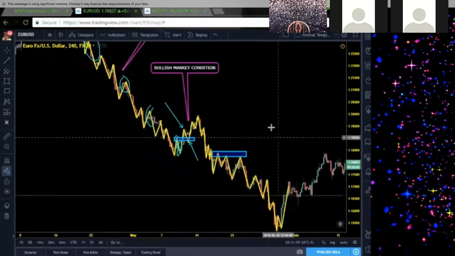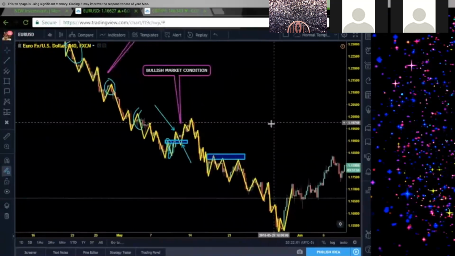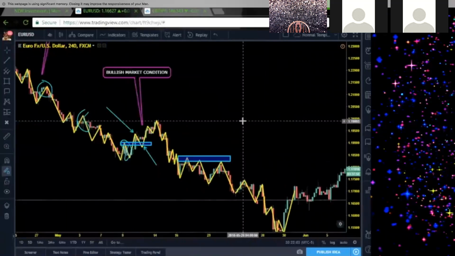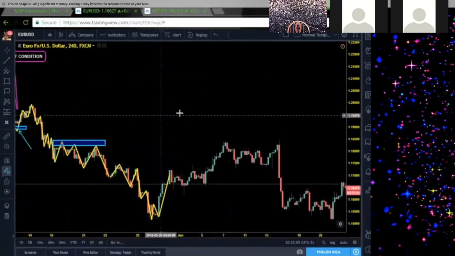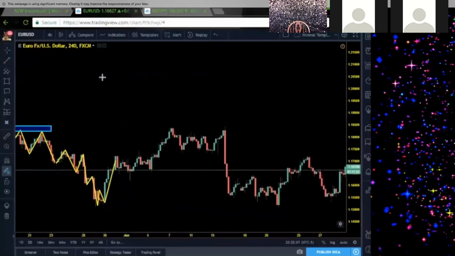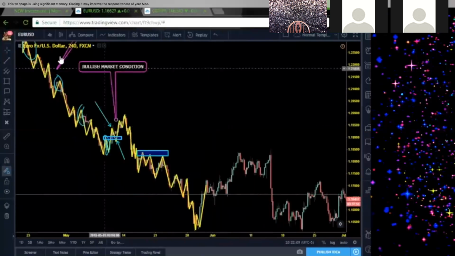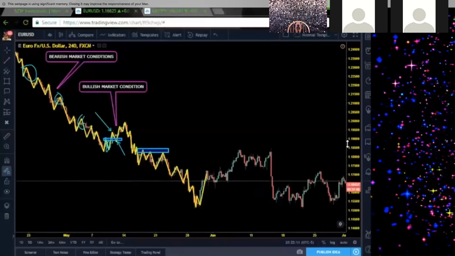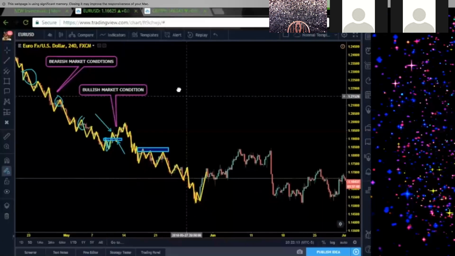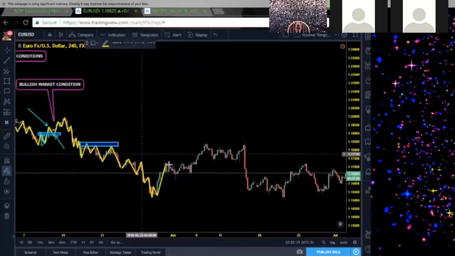Up we go. You guys see how this works? Now, let me see. Here we go. Here's a great example. So I've shown you two of the market conditions already. I've shown you a bullish condition. I've shown you a bearish condition. Now I'm going to show you the consolidation.